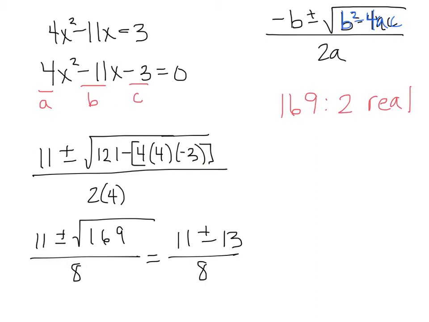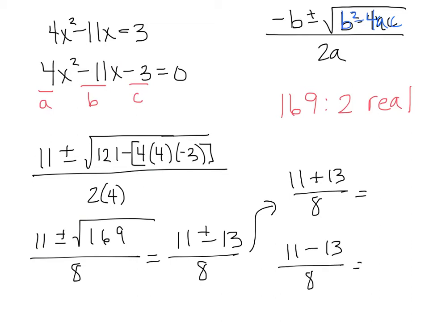Now since there's no square root left, I can actually combine all of these things. In other words, I have 11 plus 13 divided by 8, and I also have 11 minus 13 divided by 8. That's what that plus or minus means, giving me a positive 3 and a negative 1/4. And both of those are my solutions: x equals 3 and x equals negative 1/4. Both of those are two real solutions, which is what we knew we were going to have from our discriminant down here.